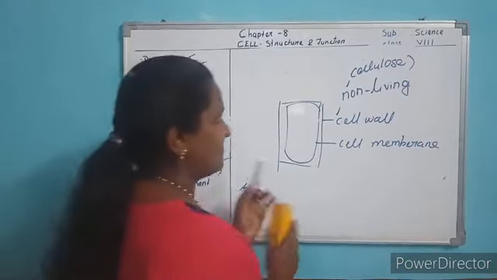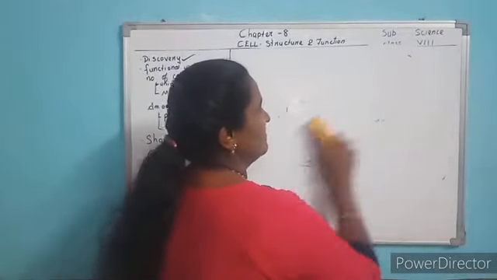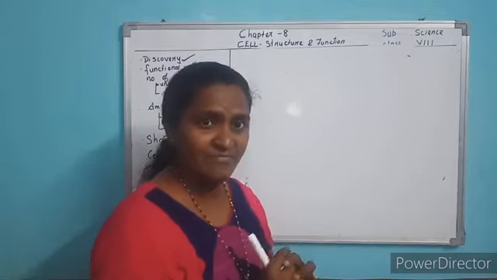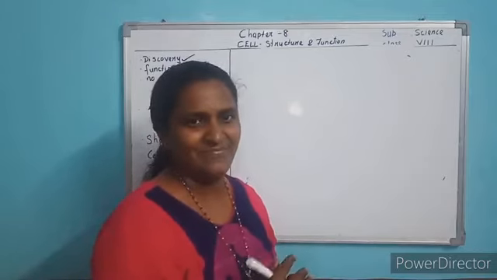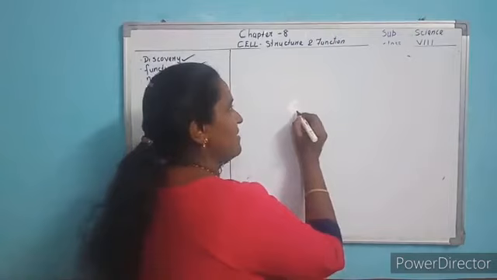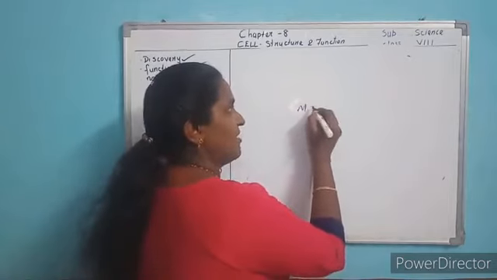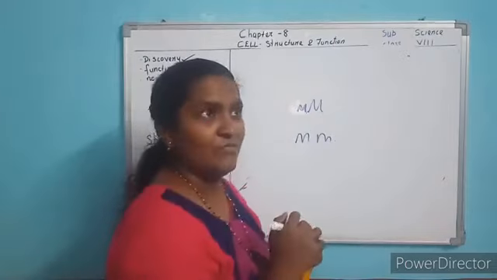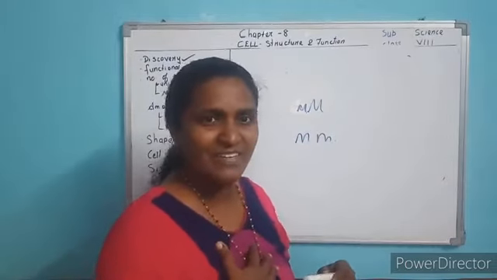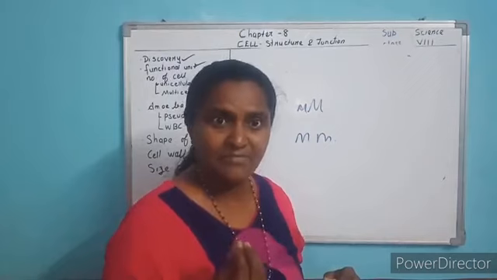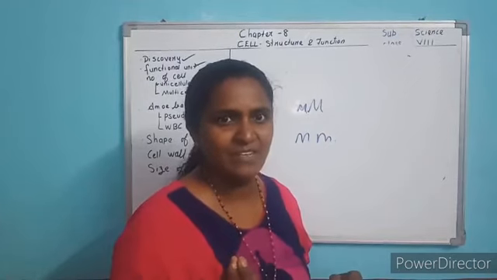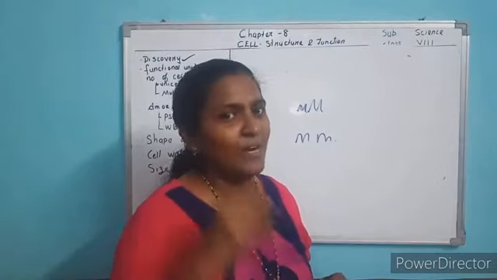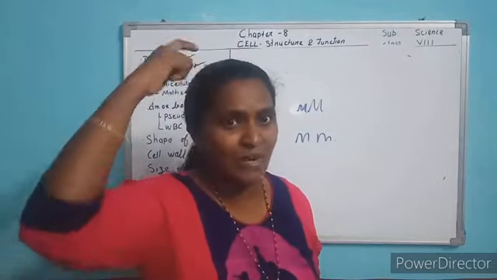Next, size of the cell. The size of the cell varies from cell to cell. For example, some cells are measured in micrometers, some in millimeters. Which is the smallest cell in our body? Sperm cell, and in females too. Sperm cell, and in the brain, the cerebellum.